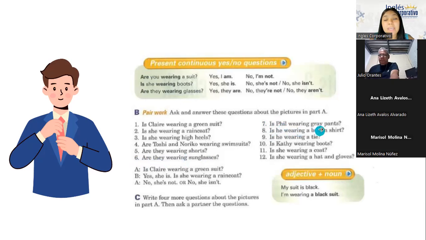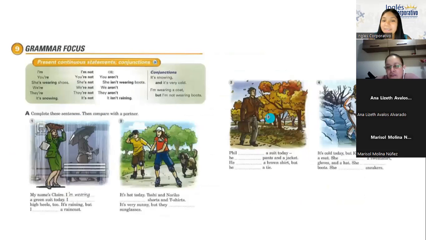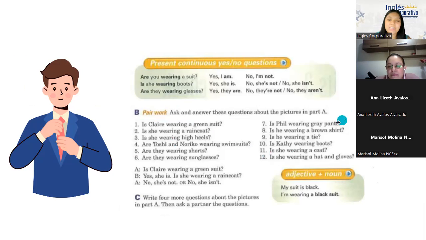Number seven. Is Phil wearing gray pants? No, he is not. Brown pants. Number eight. Is he wearing a brown shirt? Yes, he is. Number nine. Is he wearing a tie? No, he's not. Number 10, is Casey wearing boots?